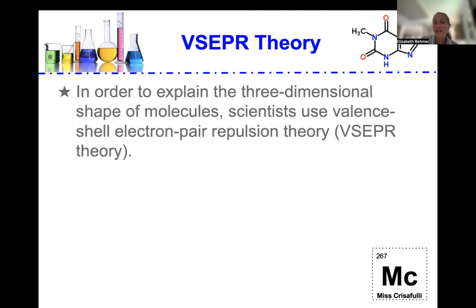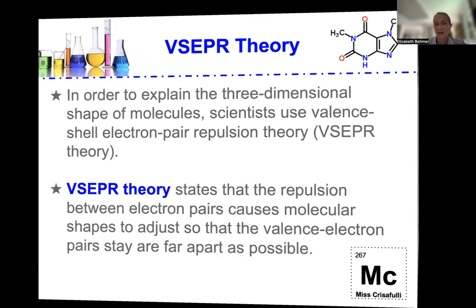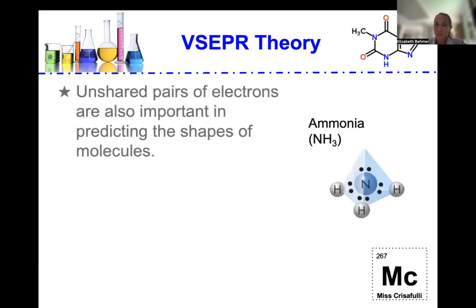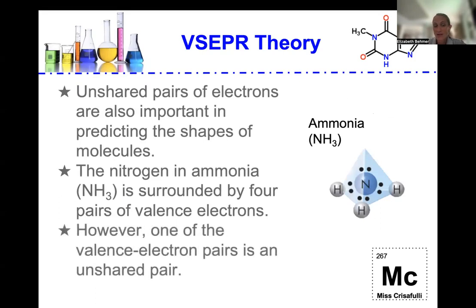In order to explain this three-dimensional shape of molecules, scientists use valence shell electron pair repulsion theory, V-S-E-P-R, VSEPR theory. This theory states that the repulsion between electron pairs causes the molecular shapes to adjust so that the valence electron pairs stay as far apart as possible. Unshared pairs of electrons are also important in predicting the shapes of molecules. For example, ammonia, NH3, is surrounded by 4 pairs of valence electrons. However, one of the valence electron pairs is an unshared pair.